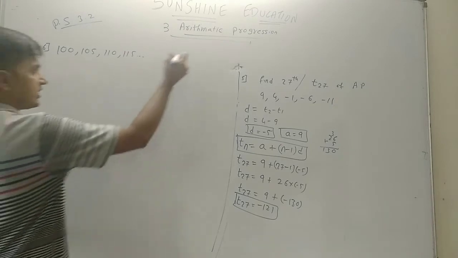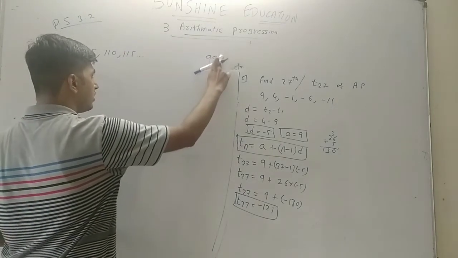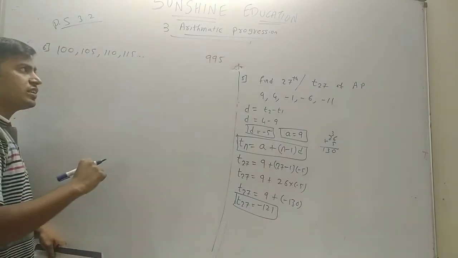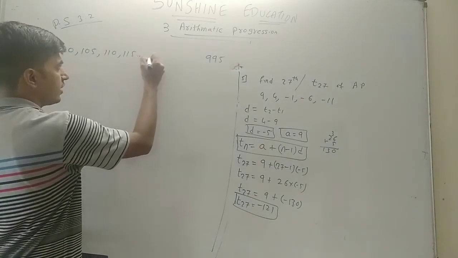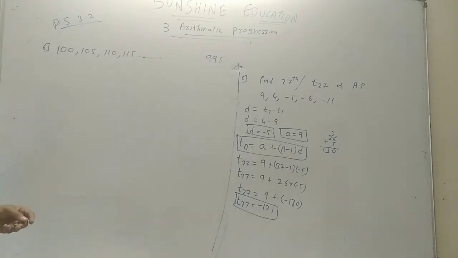But what is the last 3-digit number? It is 999. But is it divisible by 5? No. So the last number which is divisible by 5, or I can say the last 3-digit number divisible by 5, is 995. Okay. And the question is how many? Means how many terms are there?